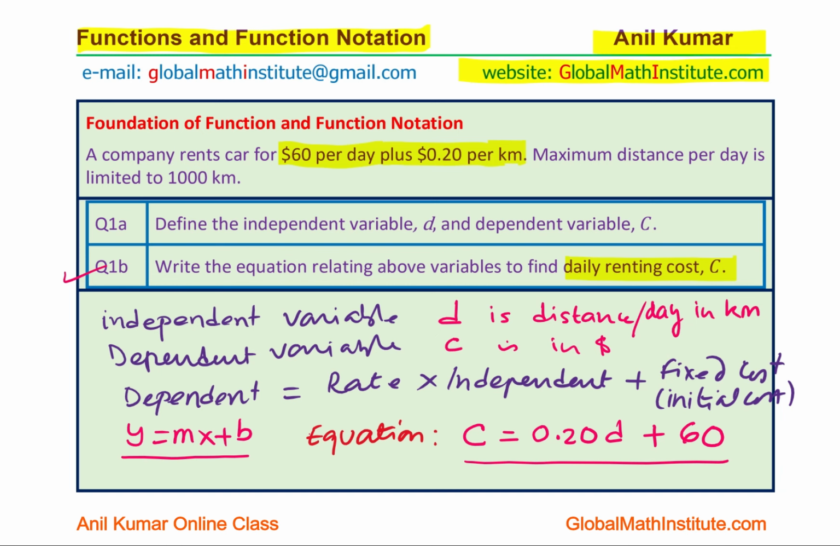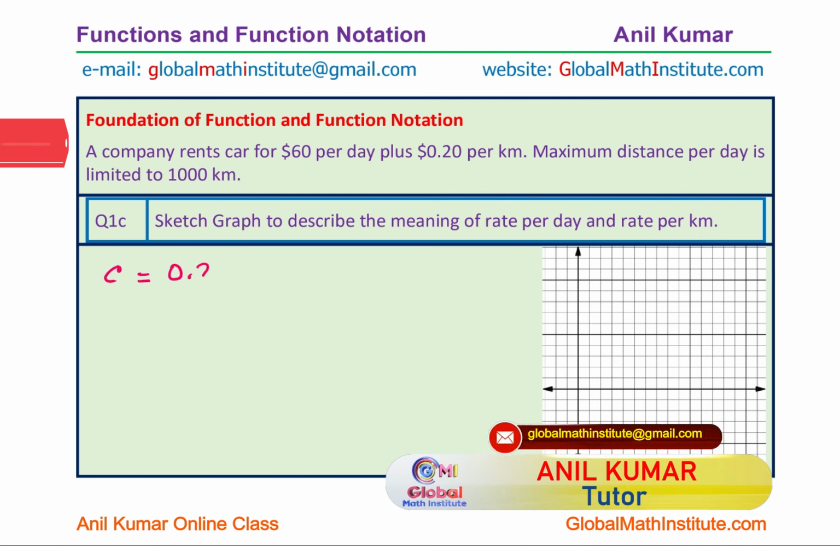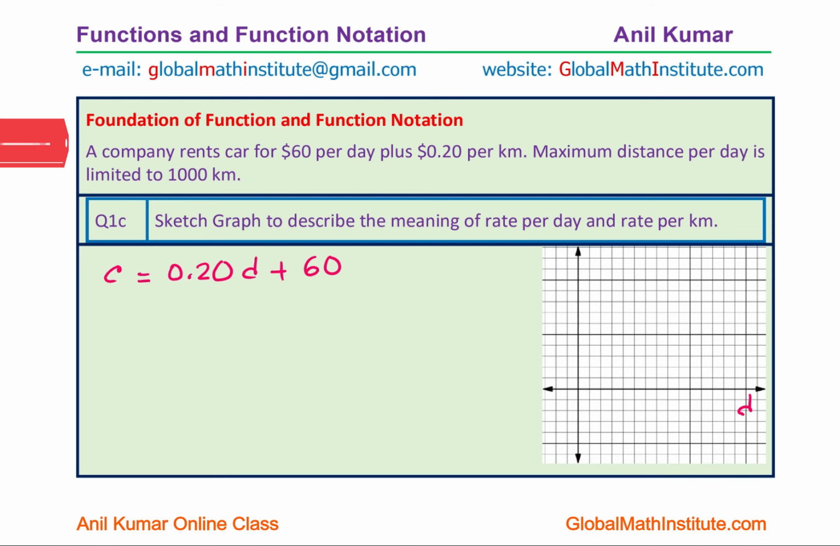Perfect. Now let's look into part C. It says sketch the graph to describe the meaning of rate per day and rate per kilometer, right? So remember, we got our equation as rate per kilometer times the distance plus rate per day, which is 60, correct? Now, if you are given this equation, how will you graph it? Well, you can see that the independent variable is D, the dependent is C, correct? C is in dollars and D is in kilometers.